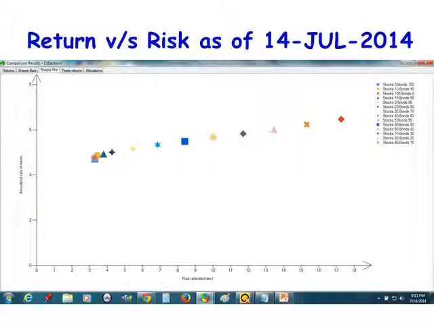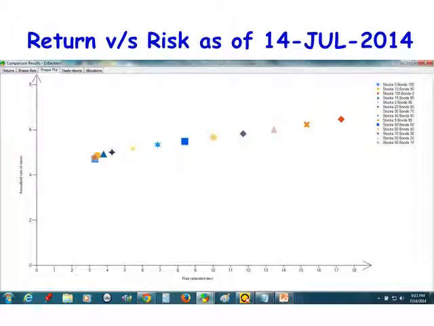There is a chart of returns versus risk. This is 10-year data as of 14th July 2014, where 0% is stocks, and this is 100% stocks. As I go from 0% stocks to 100% stocks, my risk goes up, and so do my returns. Okay, let's continue here.